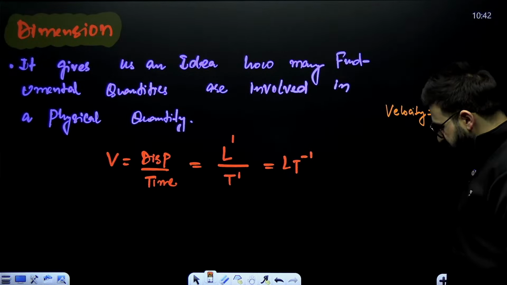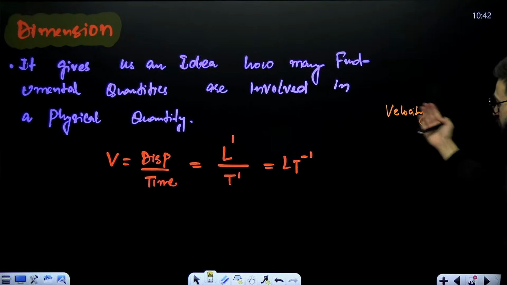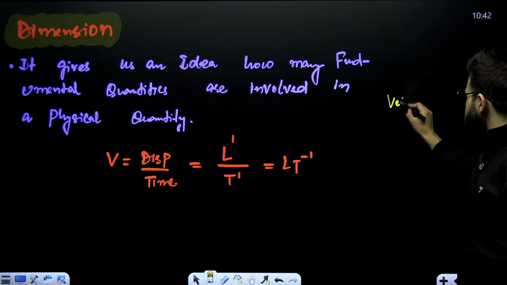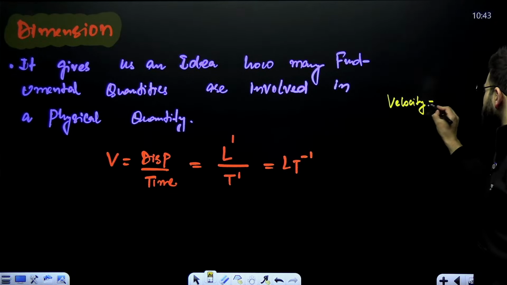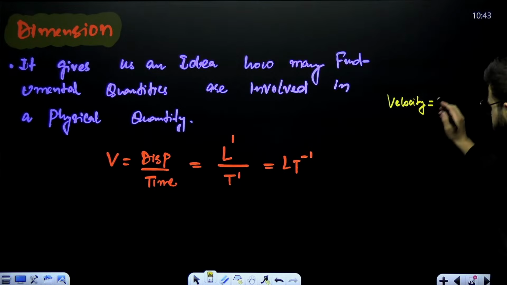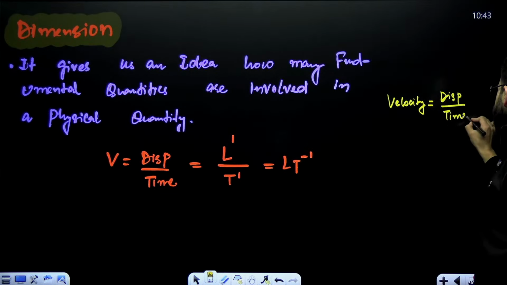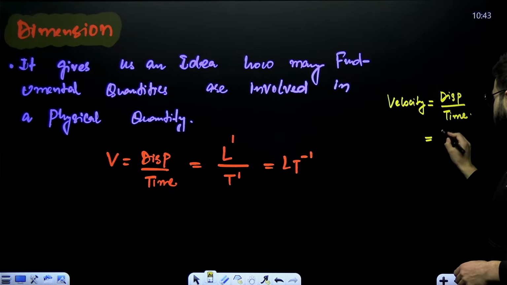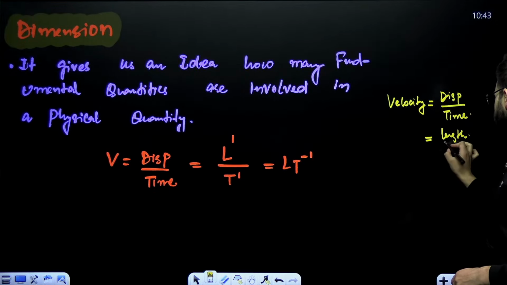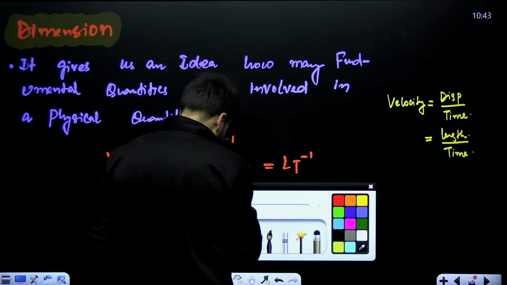Guys, understand very carefully. Let's suppose I'm taking velocity. When it comes to velocity, how many quantities are there in velocity? We say velocity is simply displacement upon time. Now, what is displacement? Displacement is length. And then we have time over here. So basically, it is length upon time.